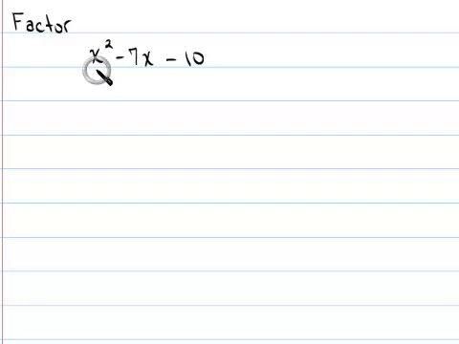Here we're factoring this trinomial. No common factors, so we're going to get right to it. X squared would be x times x. There's no other way of getting x squared besides x times x. We need two factors of 10.